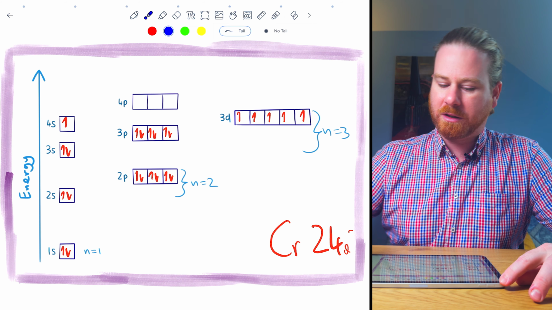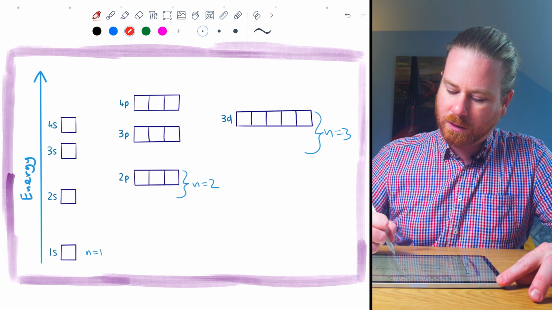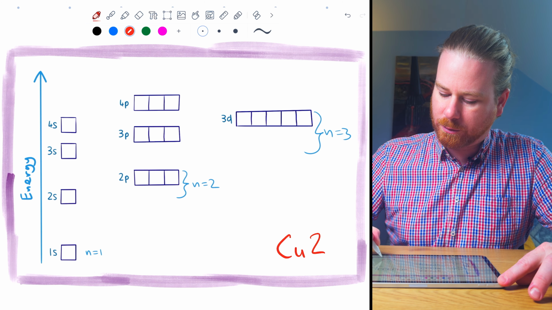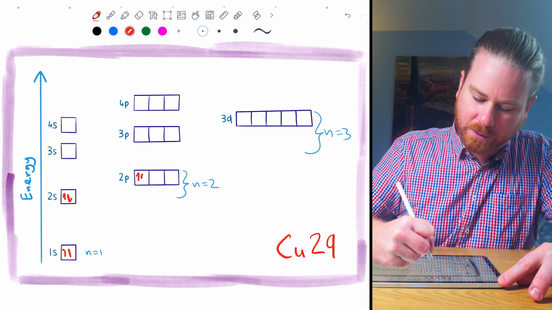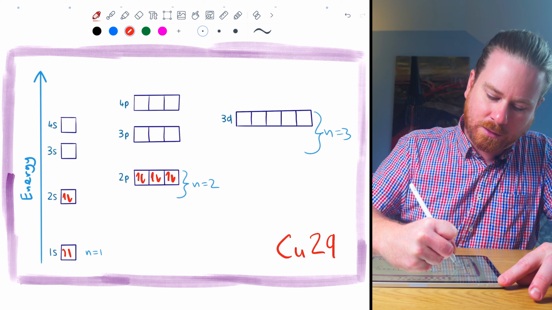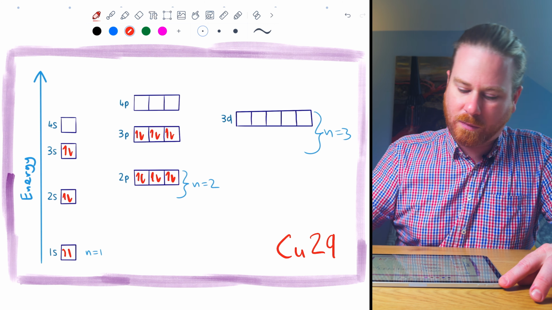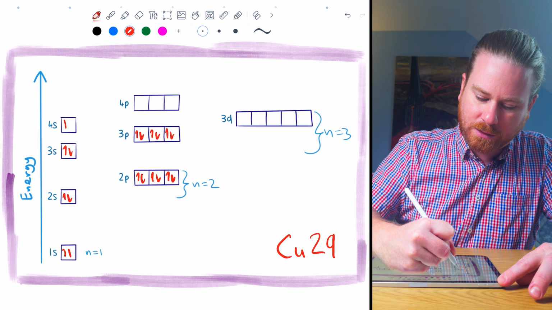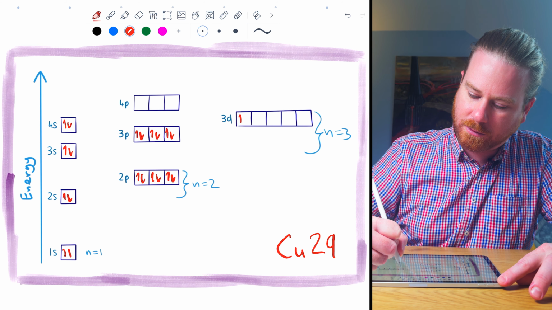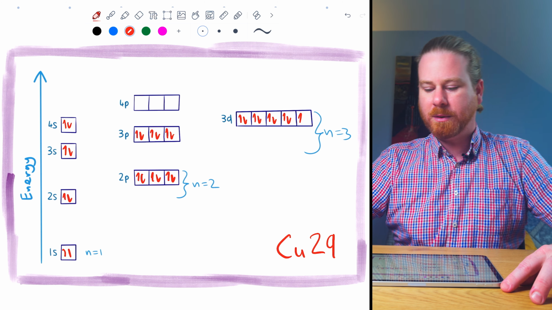This is very similar when we look at our next example, which is copper. Copper has 29 electrons, so let's get those filled up. 2, 3, 4, 5, 6, 7, 8, 10, 11, 12. And yes, filling the 4s first. I didn't say that last time, but filling the 4s first, and then this, filling as we go. So this is the 29 electrons.